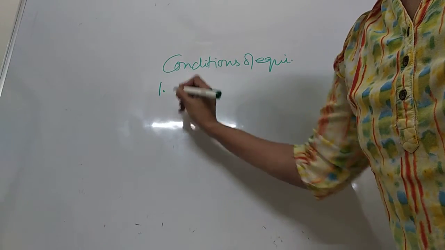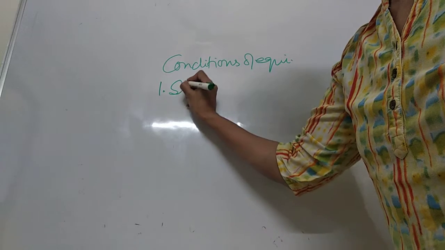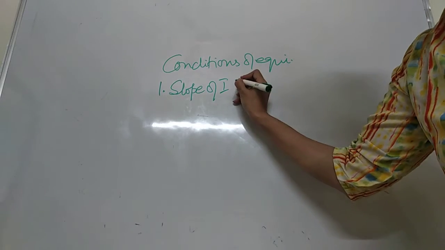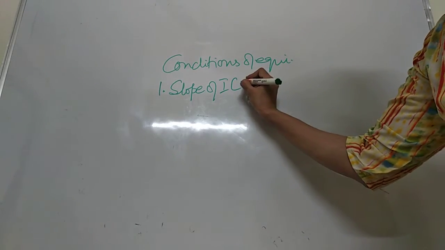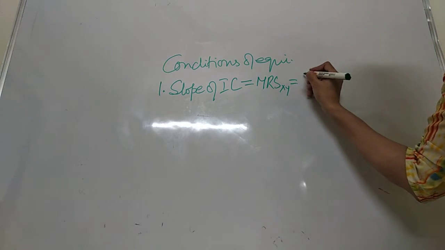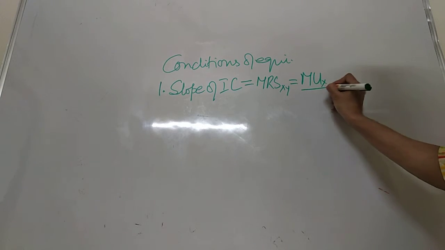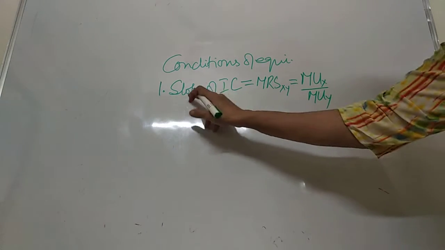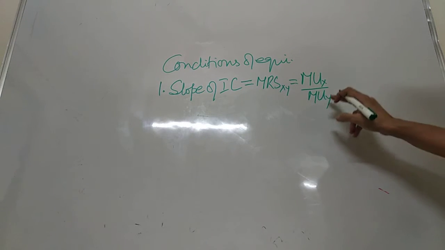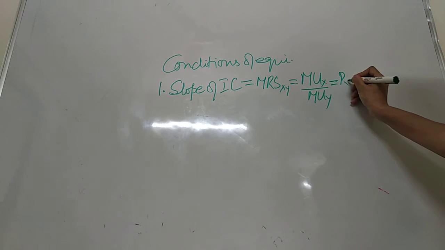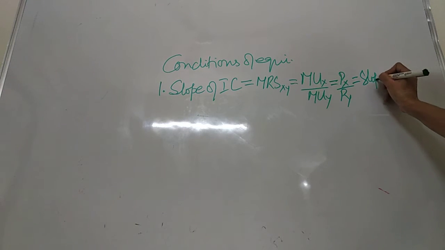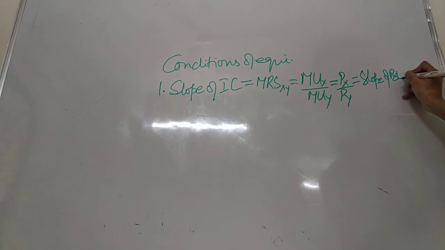condition one is that the slope of IC, right? Now, what is the slope of IC? The slope of IC is equal to MRSXY, which is equal to MUX upon MUY. So, the slope of IC, which is MRSXY, is equal to MUX upon MUY is equal to PX upon PY is equal to the slope of budget line, right?